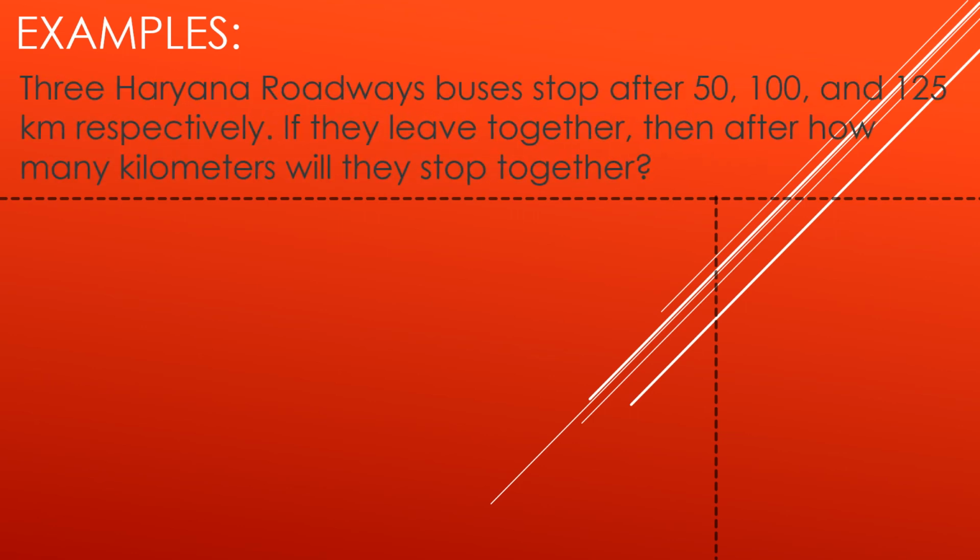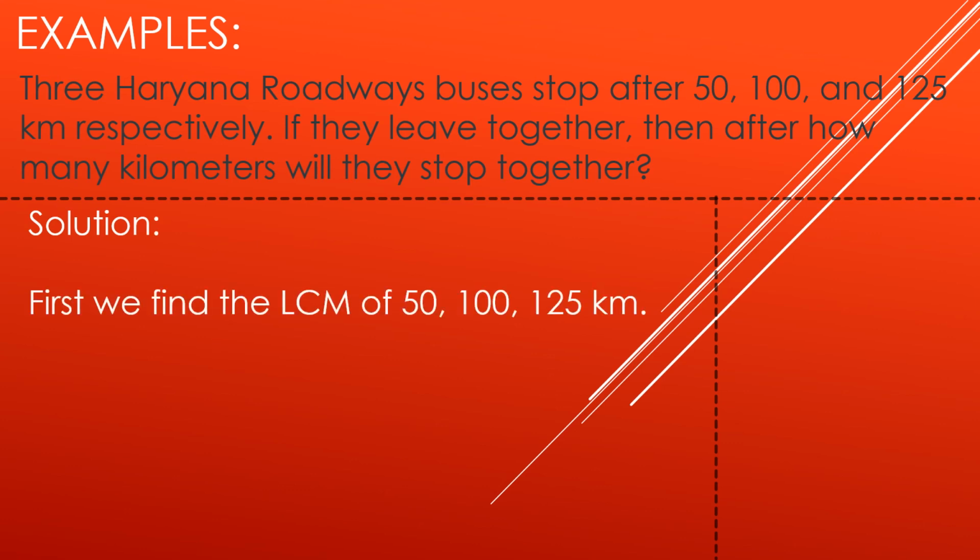Let's solve some examples. 3 Haryana Roadways buses stop after 50, 100 and 125 km respectively. If they leave together, then after how many kilometers will they stop together? Write the solution. First we will find the LCM of 50, 100 and 125 km.